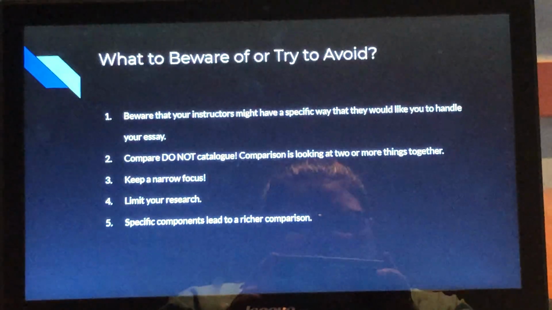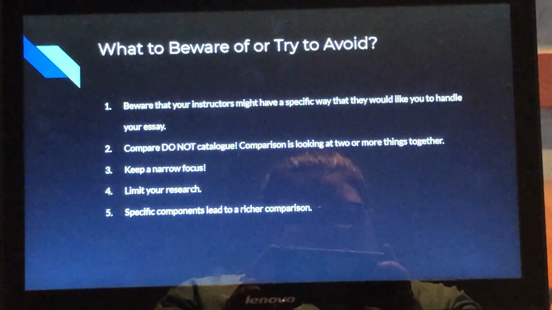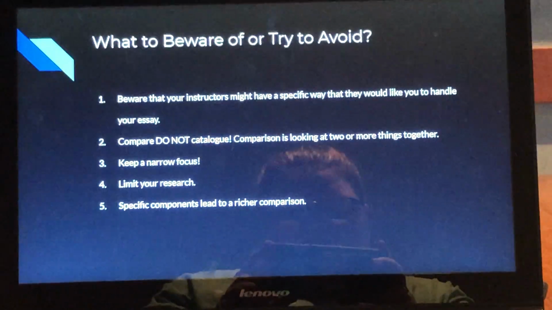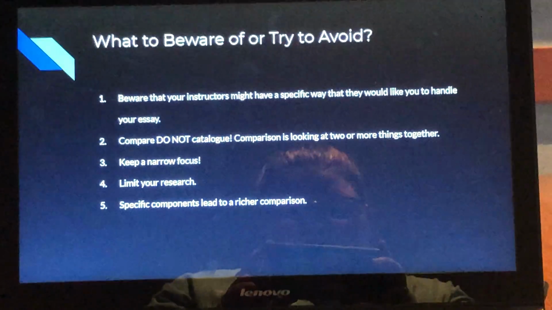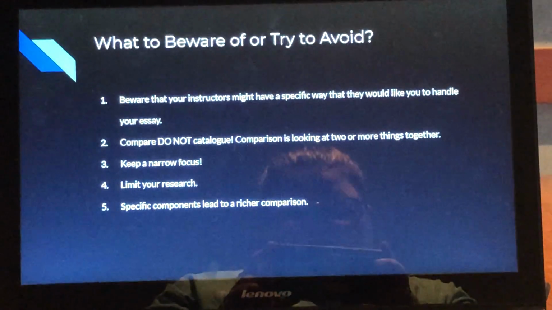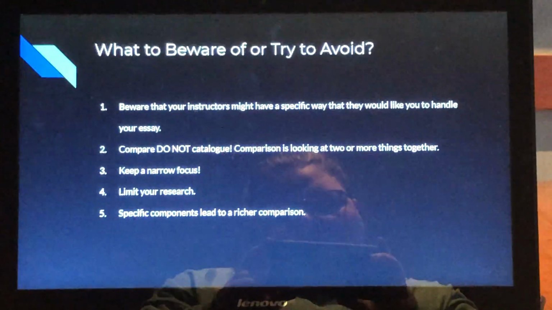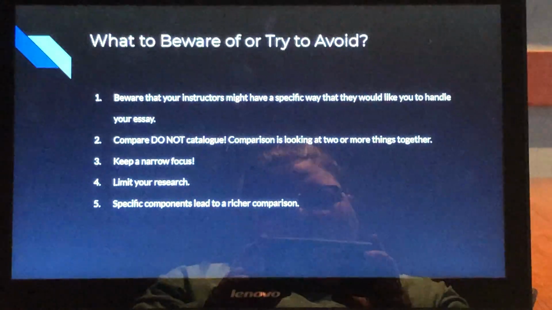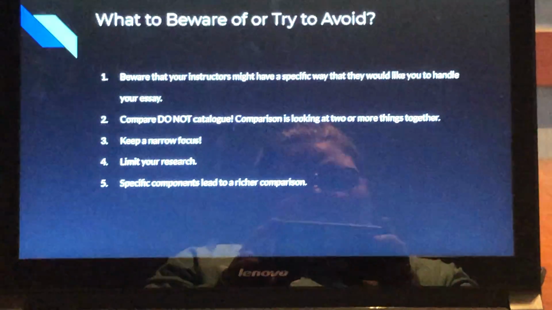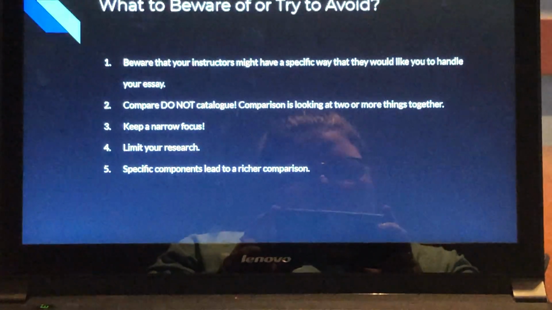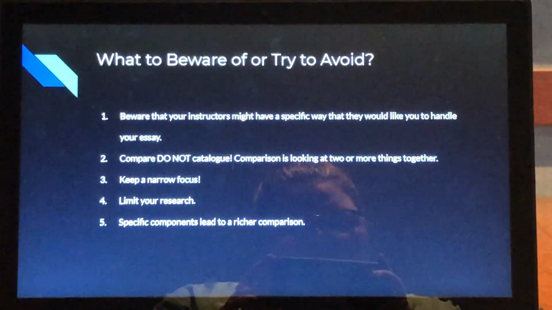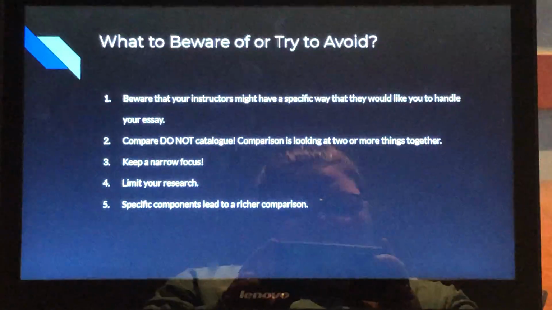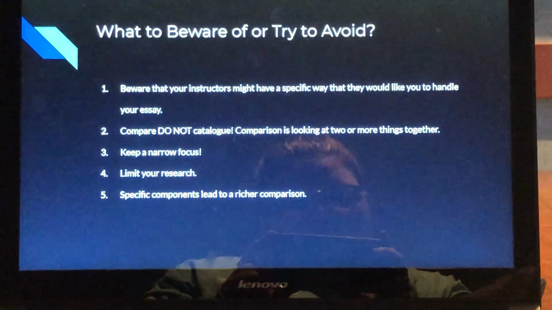Make sure you compare and do not catalog. If you go through and say, here's the list of similarities and here's the list of differences, then you're cataloging and you're not comparing. Comparison is looking at two or more things together. Once again, keep the narrow focus always. Limit your research. That will help with that. Make sure you have specific components because they will lead to a richer comparison.